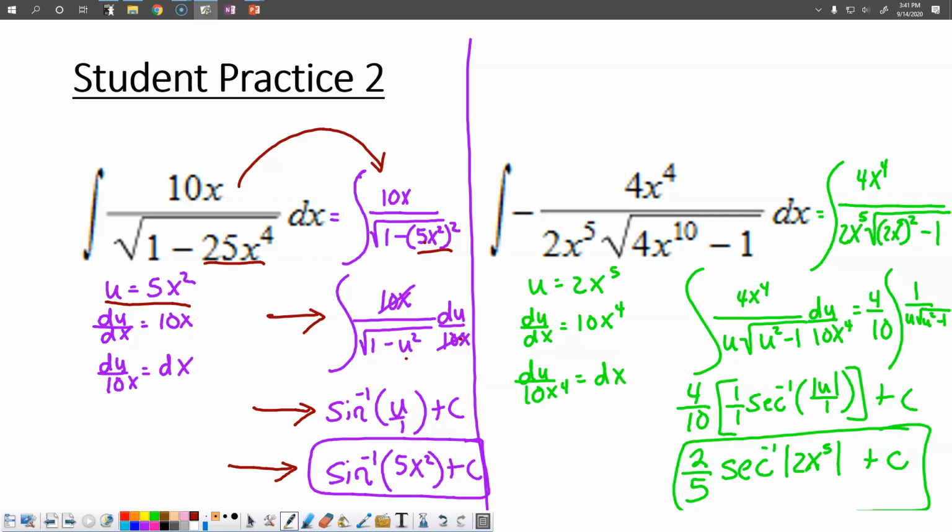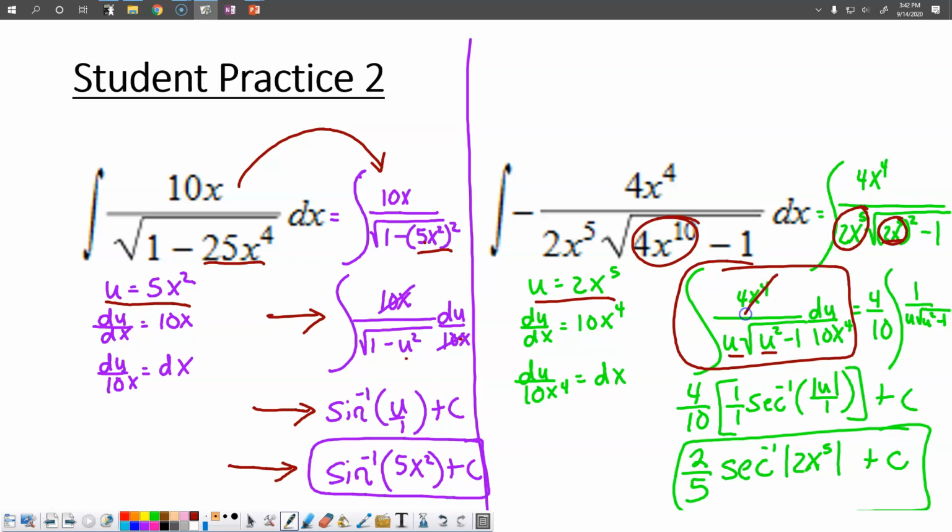For this other one here, we're going to replace the 4x to the 10th with 2x to the 5th squared, which tells us our u. Then when you do your u substitution, you'll get this. You put the u in two spots. You put it here and here. So I end up with two u's there because this is one of our arc secant setups here.